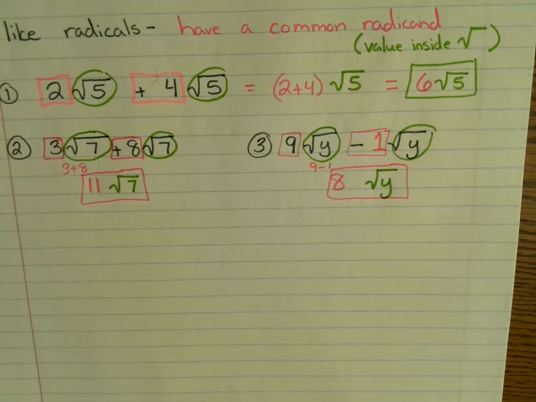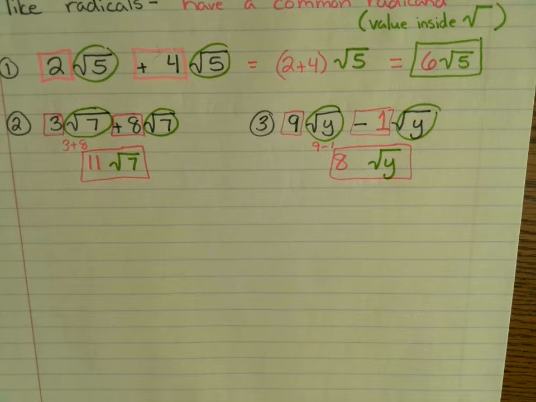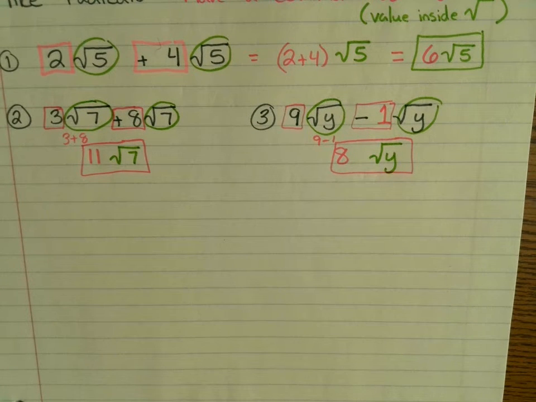Okay. Sometimes you can't simplify. Sometimes you cannot add. Can I do 2x plus 7y? Why not, Allison? Why can I not do 2x plus 7y? Because x and y are not alike, so they're not like terms. So the same would go for something like this.